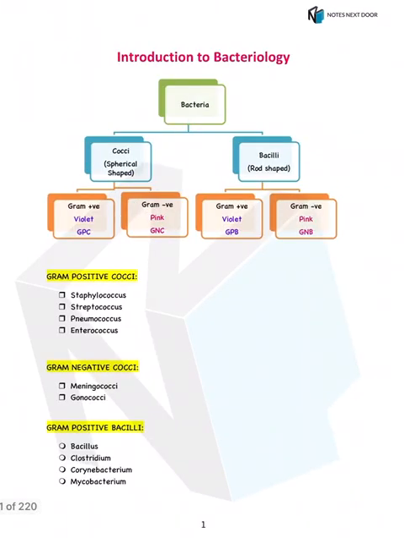First of all, how do you classify? How do you start introducing bacteriology? Either it may be cocci or it may be bacilli. Cocci may be either gram positive or gram negative. Same way with the bacilli, it may be either gram positive or gram negative. So we need to remember the examples of gram positive and the examples of gram negative.